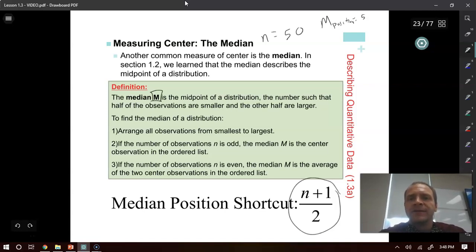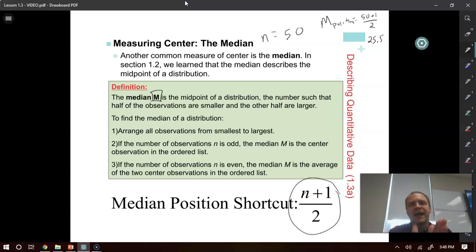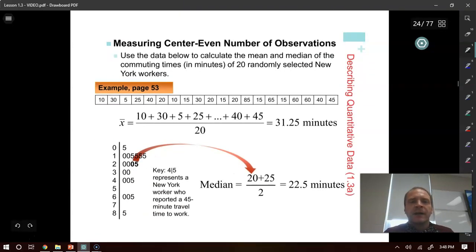I would add 1 to the sample size and divide by 2, so the median position would be 50 plus 1, divided by 2, so 51 divided by 2, 25.5. So it's going to be between the 25th term and the 26th term, and I'm going to find the average of those numbers. So that's the median. Let's now look at an example of it.